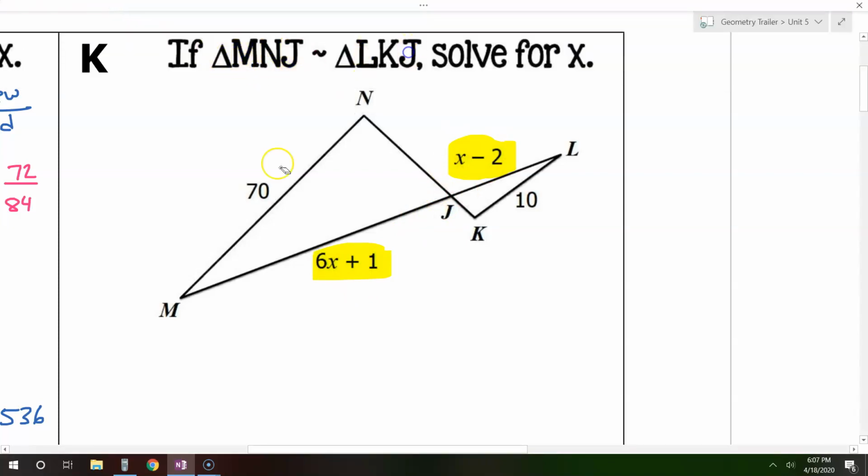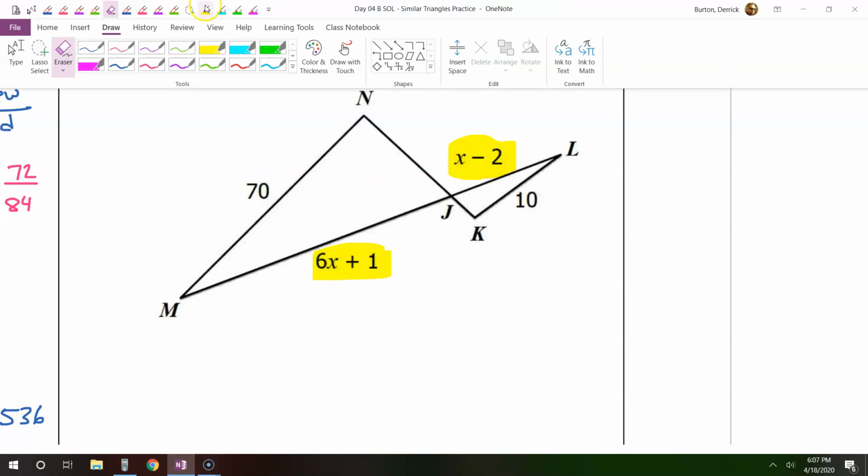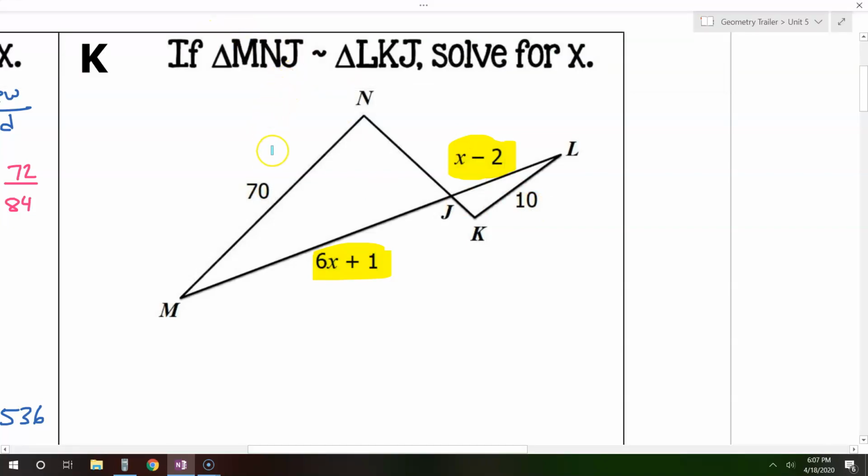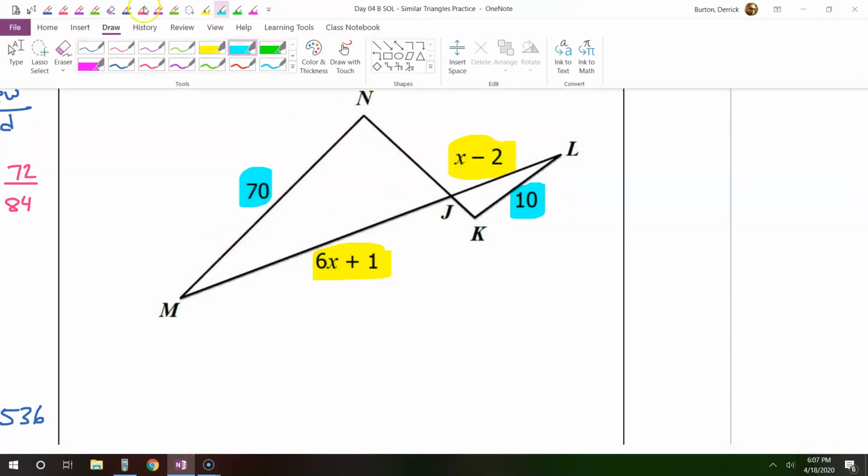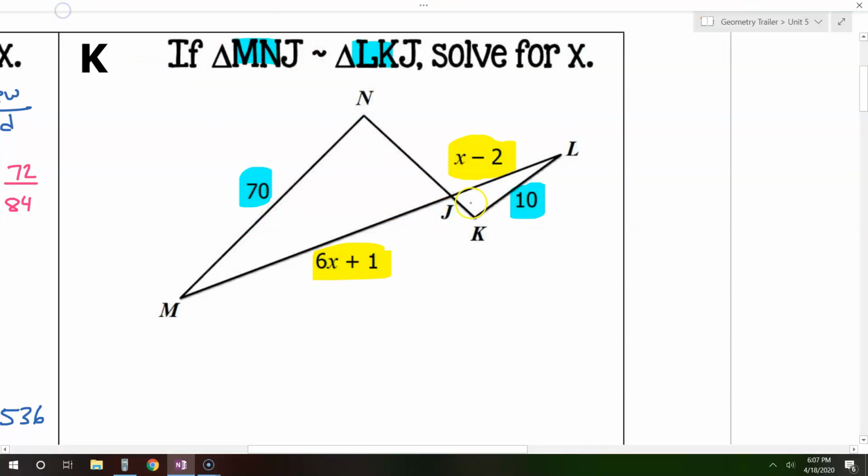So probably the 70 and the 10 are corresponding, but let's check. 10 is KL, and here's KL, so that will correspond to MN. And sure enough, here's MN. So these blues are corresponding. So let's pick one triangle to be new, and we will pick the other triangle to be old. And we will make sure that we set up our equation in the form new over old equals new over old.